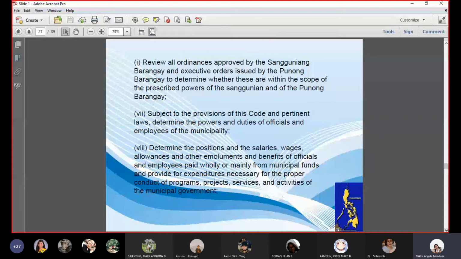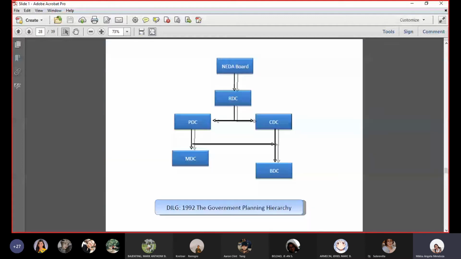Okay. Nagyapon ta here, the DILG 1992, the government planning hierarchy. So that's the NEDA. Okay? Under that is the RDC or the Regional Development Council. Okay, what is Regional Development Council? Under the NEDA. So RDC is under the NEDA. So Regional Development Council is the highest policy-making body in the region and serves as the counterpart of the NEDA board at the sub-national level.